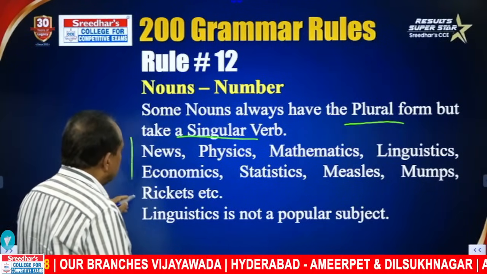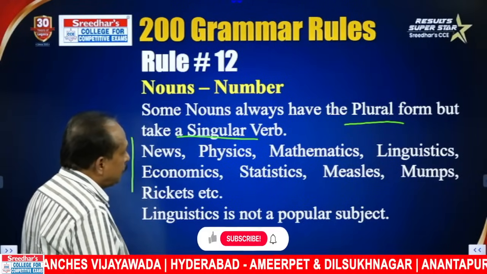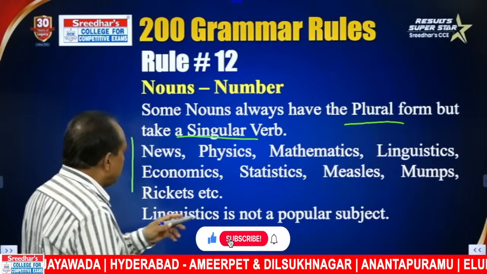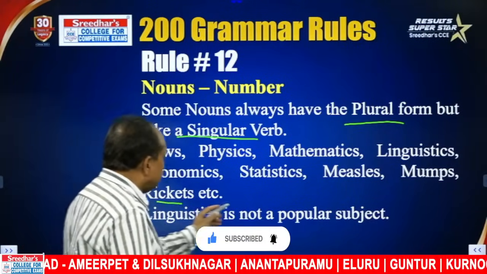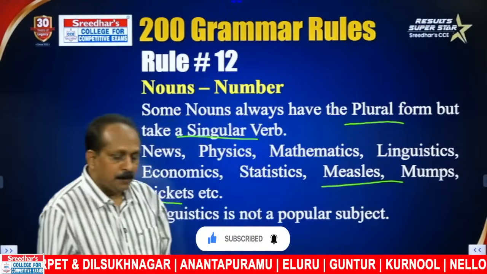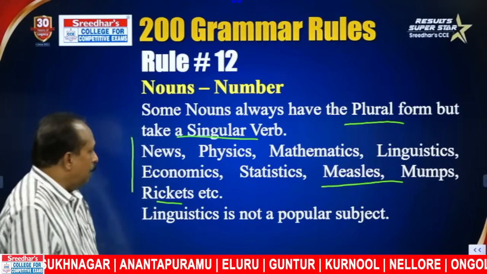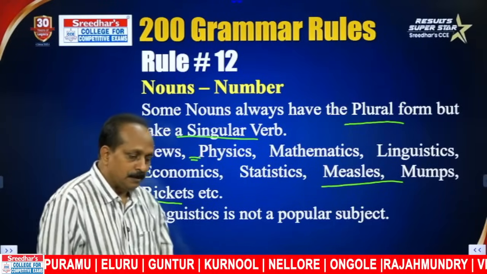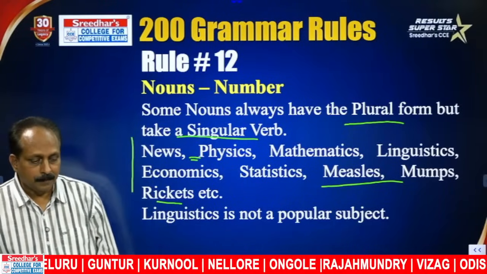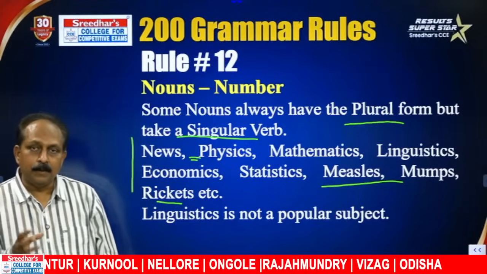Then examples: news, physics, mathematics, linguistics, economics, statistics, measles, mumps, rickets. These three are types of diseases. And if you don't consider news, all these are subjects. I'm sure you all know that. And here some important examples are there.